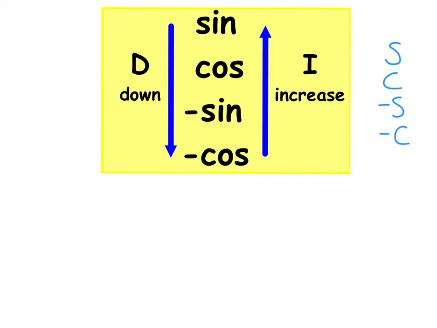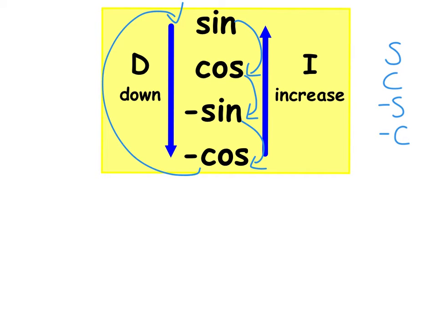Now, we're going to use a wee bit of alliteration here. So there's a good English term. When you're differentiating, you work your way down this list. So D for differentiate, D for down. When you're integrating, you increase. So there's your double I there. So for example, differentiating, sine goes to cos, cos goes to minus sine, minus sine goes to minus cos, and then minus cos goes all the way back to the top and becomes sine.